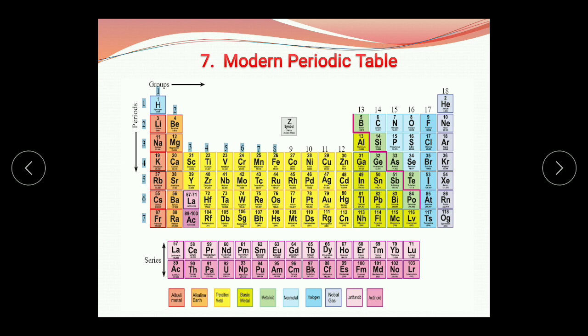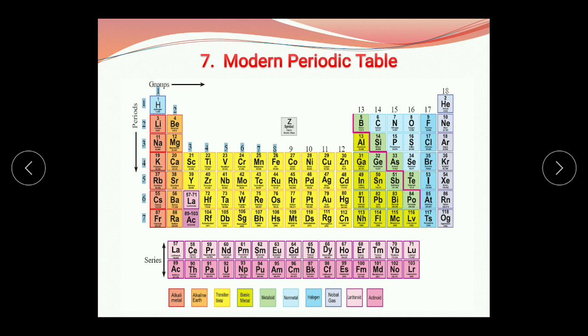Second property we learned about is ionization enthalpy. What is ionization enthalpy? It is actually the energy required to remove an electron from an isolated gaseous atom in its ground state. That is called as ionization enthalpy. And the energy required to remove first electron is first ionization enthalpy. The one which is required to remove second electron is second ionization enthalpy, and so on.